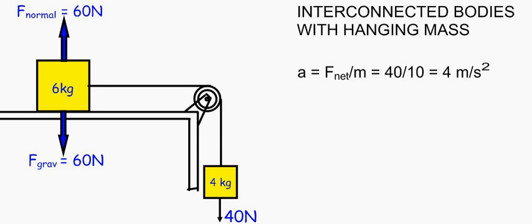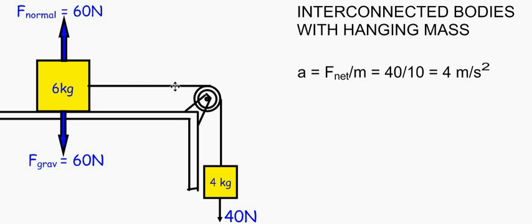We can apply Newton's second law, acceleration equals F net divided by mass, to a system of interconnected bodies, much like we did before. An external force of 40 newtons, that's the net external force, is acting to accelerate a combined mass of 10 kilograms. Therefore, the acceleration of the system will be F net, 40 newtons, divided by the combined mass of 10 kilograms, and that will give us 4 meters per second squared. Since both of these bodies are interconnected and moving together, both the 6 and the 4 kilogram mass have exactly the same acceleration, 4 meters per second squared.